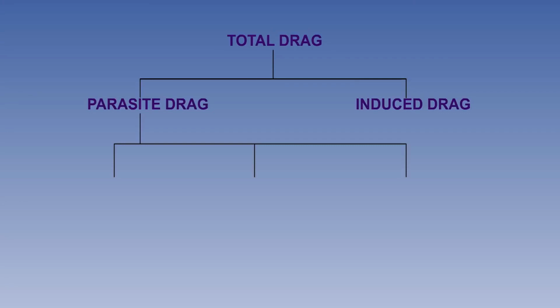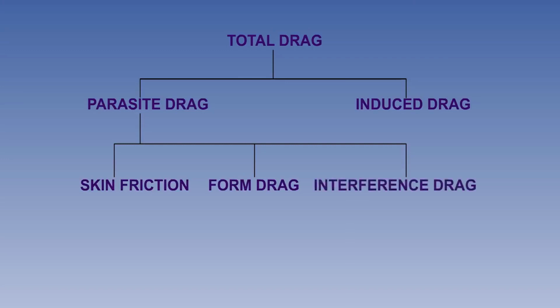Parasite drag can be further subdivided into skin friction, form drag, and interference drag. Skin friction and form drag together are known as profile drag. To start our examination of drag, we will look at parasite drag.